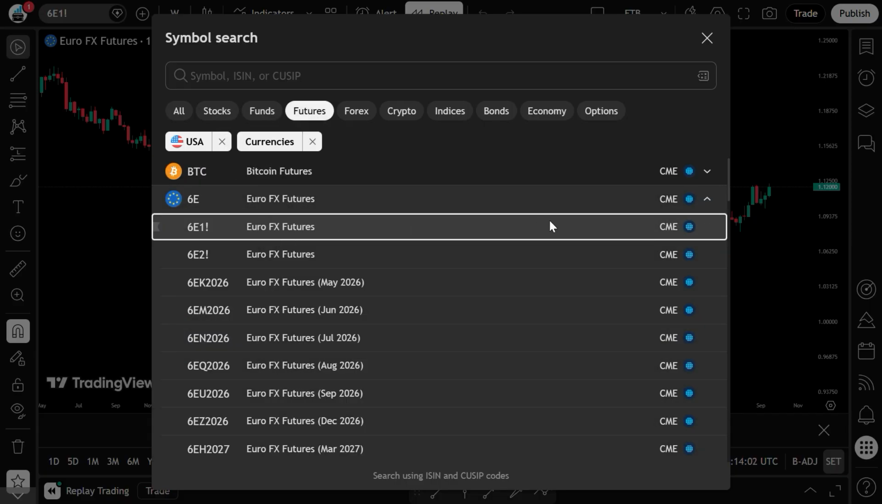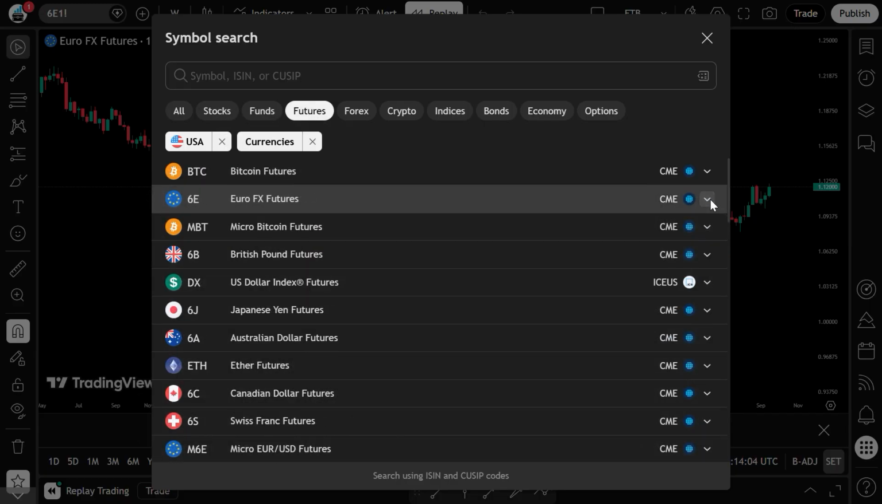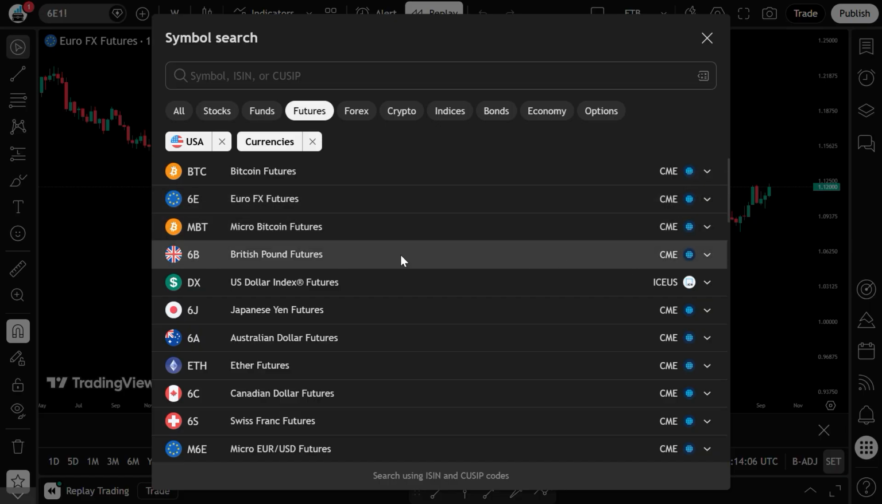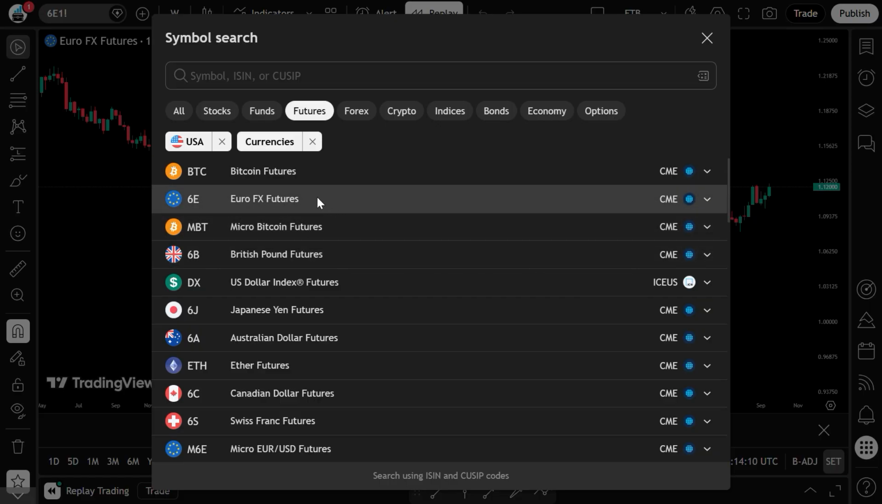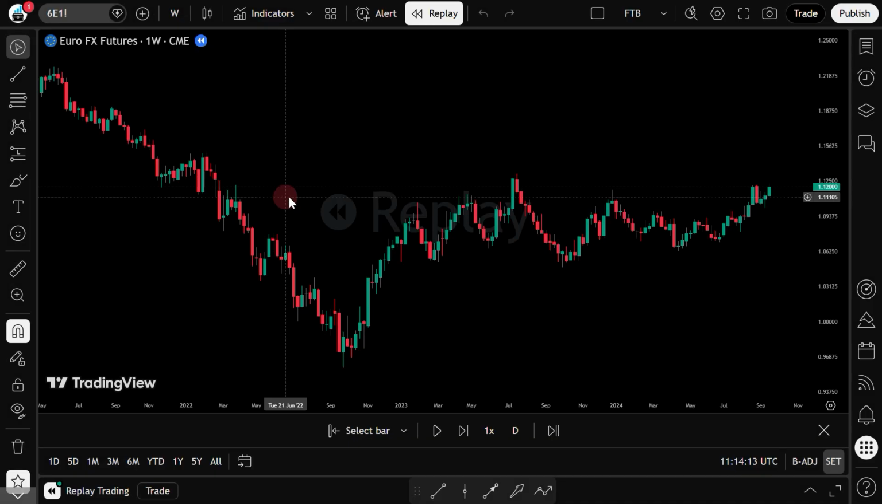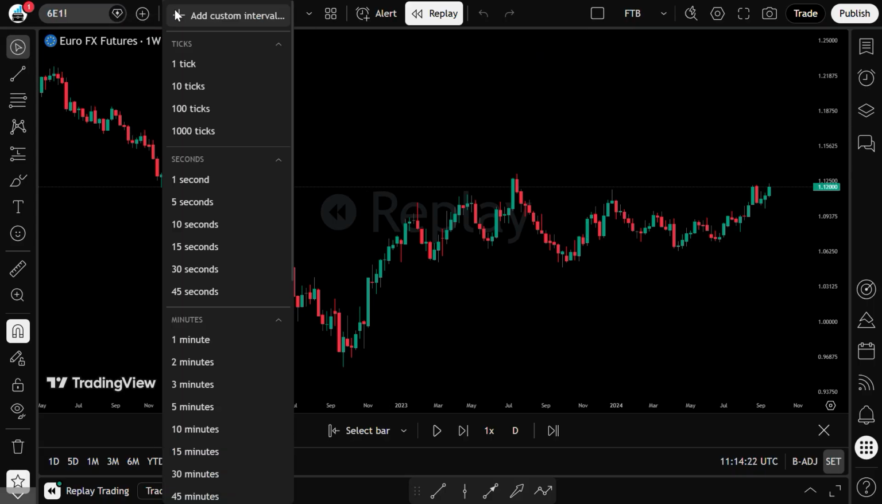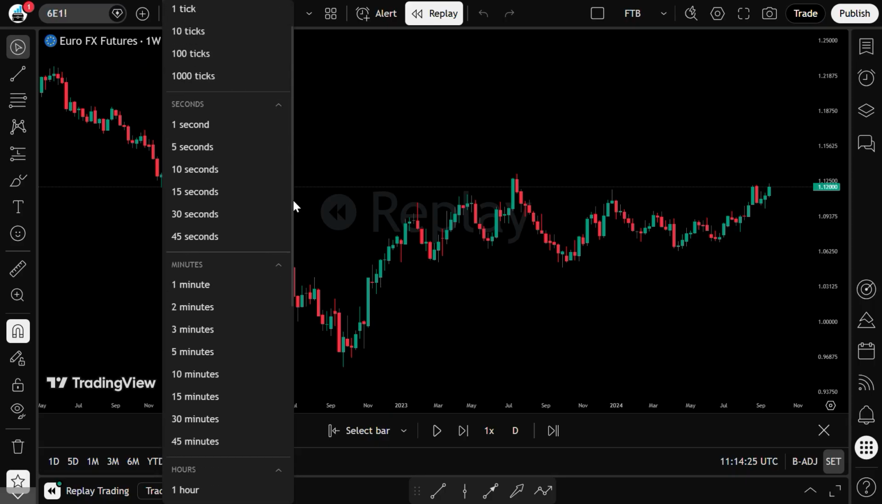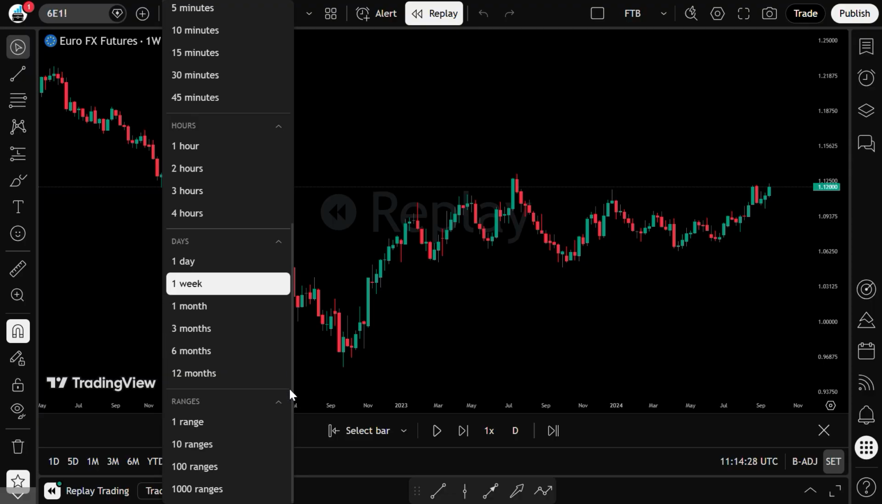So step 1, make sure you are on a futures chart. For example, here we are looking at Euro FX futures. Next, the time frame. This is critical. The COT report is updated once per week by the CFTC, so this indicator only makes sense on the weekly time frame. If you use it on lower time frames like daily or hourly, you are just stretching weekly data, which can mislead your analysis. So step 2, switch your chart to the 1-week time frame.